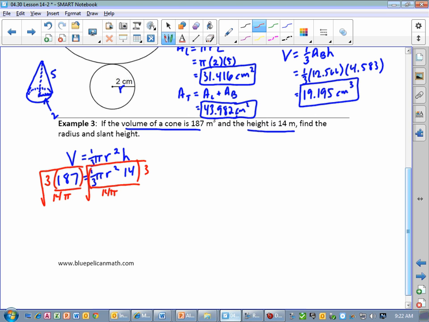Okay. So, notice what's going to happen, just to kind of walk through it. The 3's are going to divide out, the pi's are going to divide out, the 14 is going to divide out, and the square and the square root undo each other. So all we have left is the r, all by its lonely. And that's equal to the square root of 3 times 187 over 14 pi.